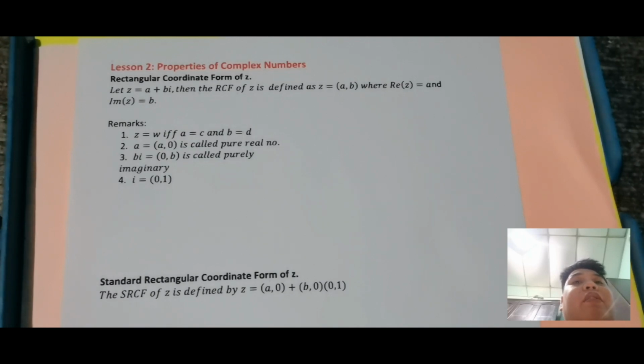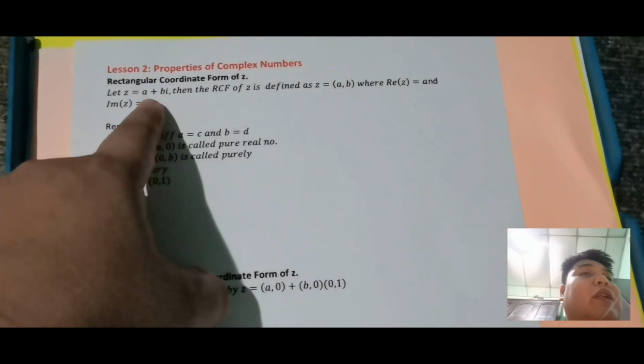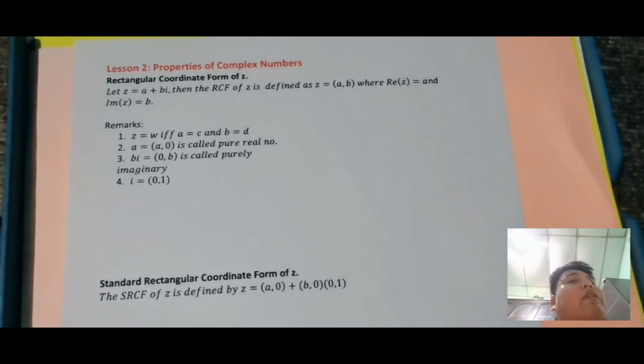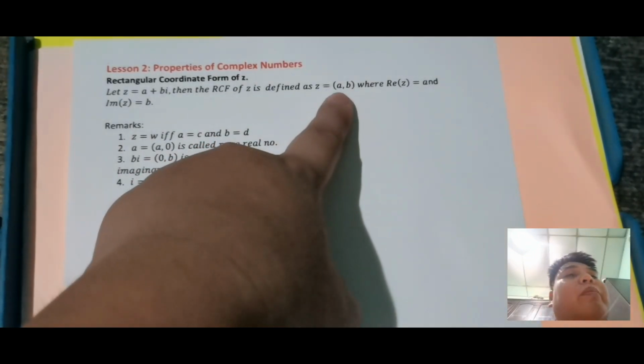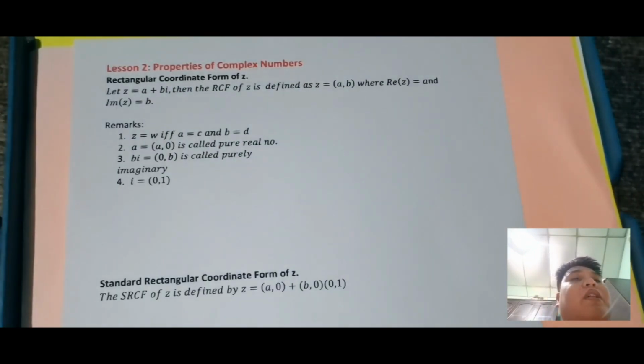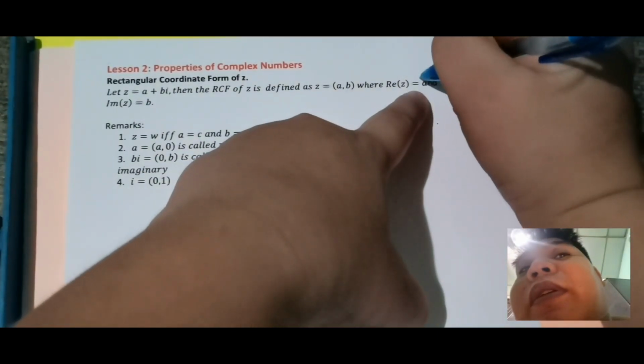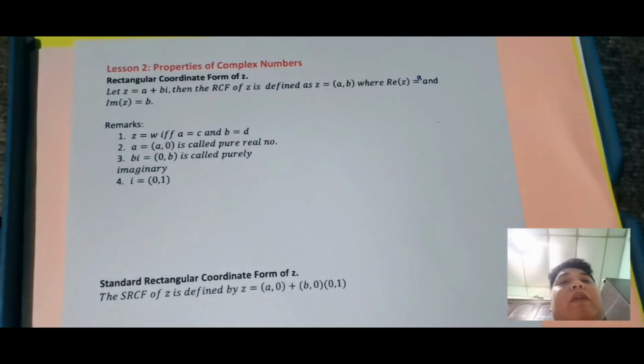Okay, let z is equal to a plus bi. So, yan yung standard form. So, again, standard form yan. Iniba ko lang ng letter. Although, parehas ang standard form. Then, the RCF or the rectangular coordinate form of z is defined as z is equal to a, comma b. Where real part of z is equal to a. Okay, sorry, nakalimutan ko ilagay. That is real part of z. And imaginary part of z is equal to b.